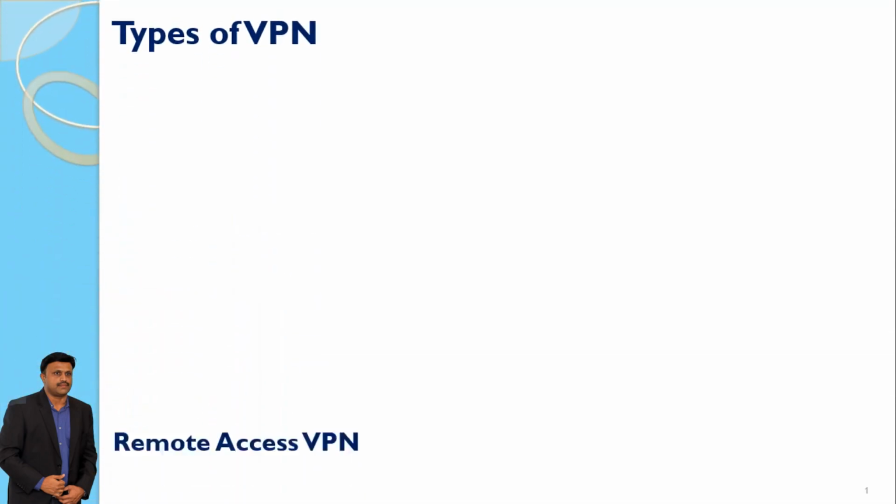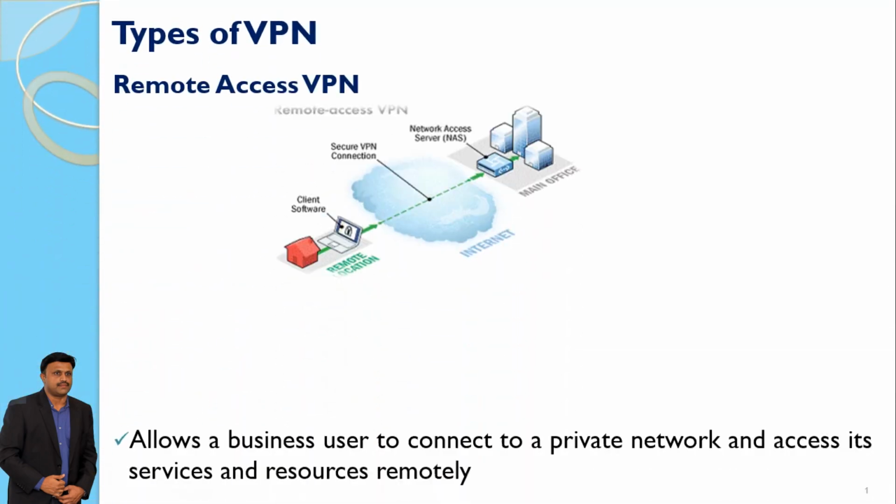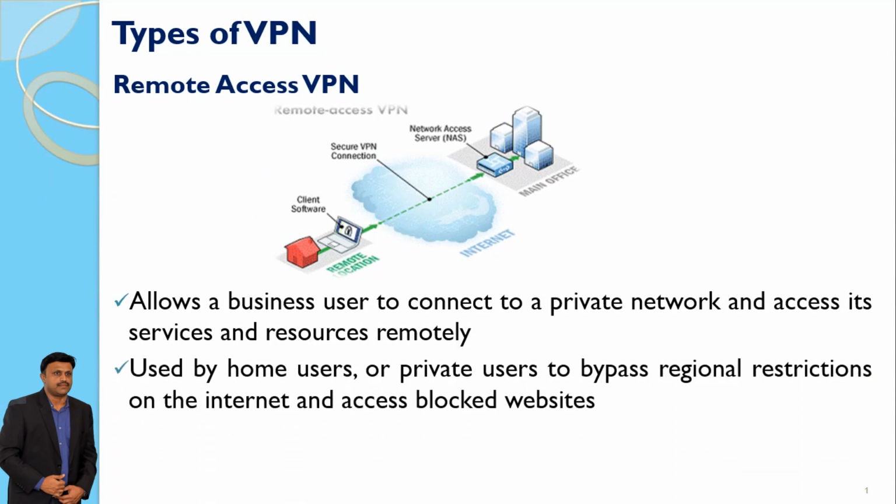Remote access VPNs allow business users to connect to a private network and access its services remotely. They are also used by home users to bypass regional restrictions on the internet and access blocked websites.